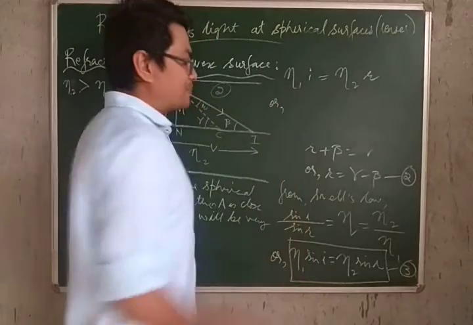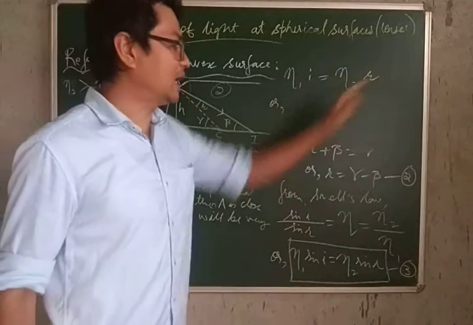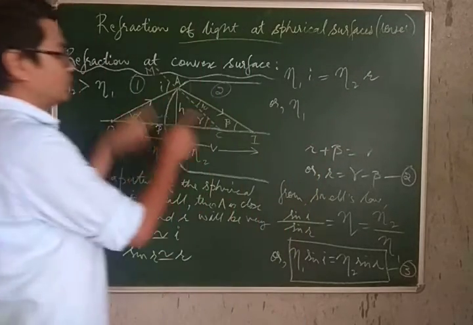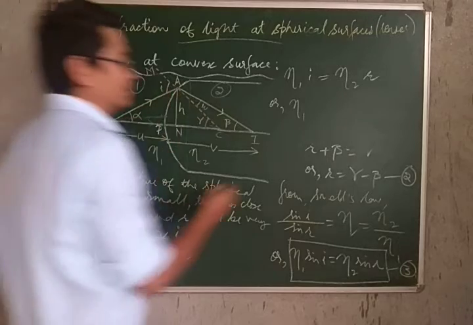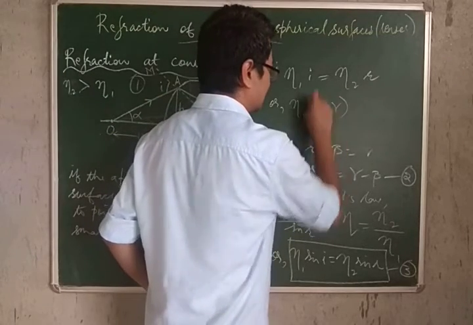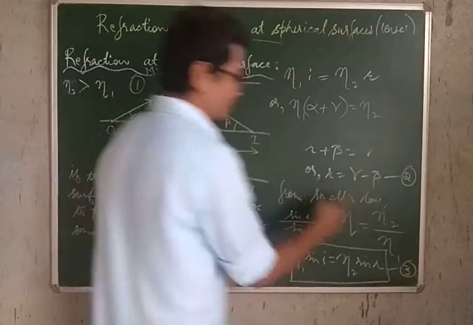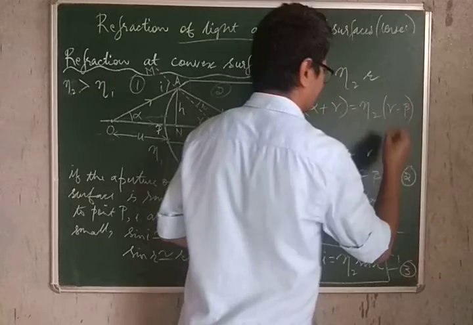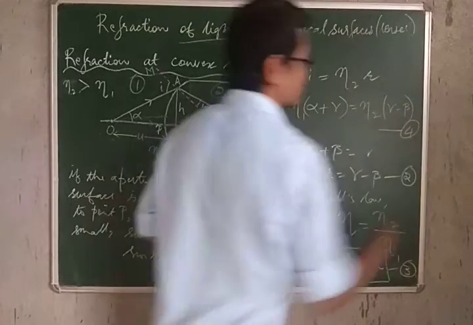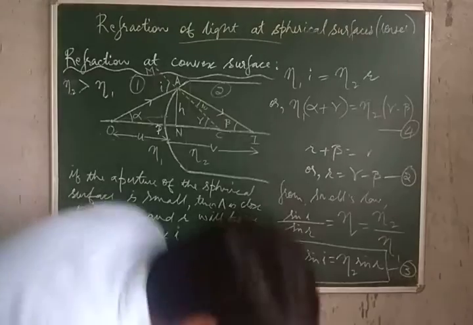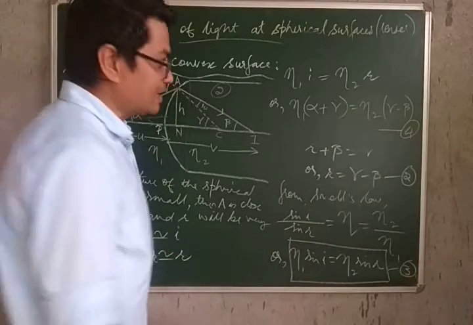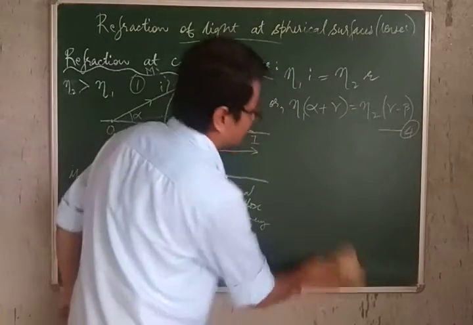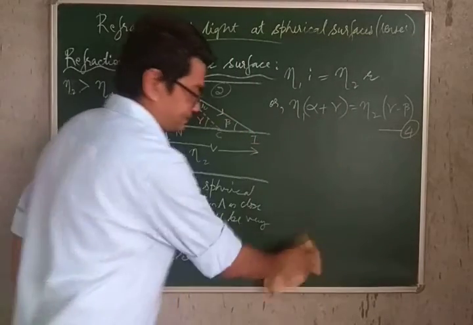Now simply substituting the values of I and R, I erase that equation. So this is eta 1. Now what was I? I was alpha plus gamma. So eta 1 times alpha plus gamma is equal to eta 2. What is R? It is gamma minus beta. So eta 2 times gamma minus beta. This is my equation number 4. Now since I don't need the lower part, let me erase the lower half here. What I need is this equation now.